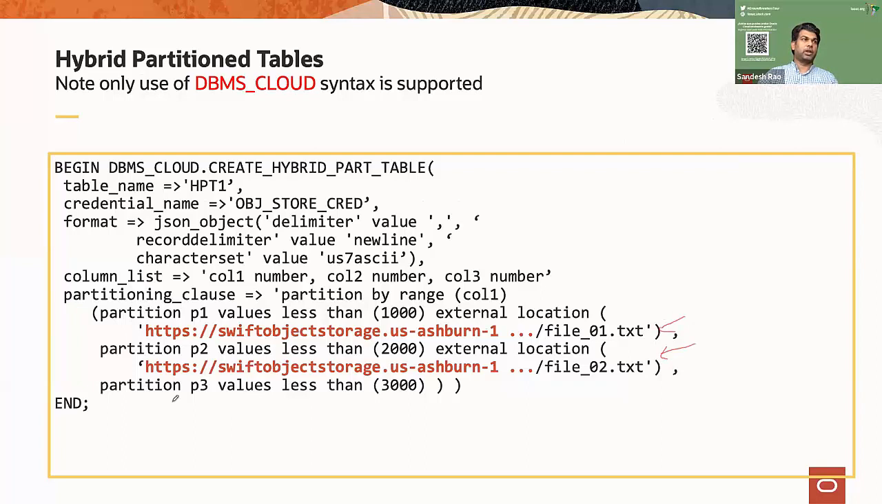Swift object storage. The last one here has no object store link. This basically means anything between 2000 and 3000 goes into this partition that's present inside the database, and everything else continues to access the object store via external tables. So remember, the procedure is different. It's called hybrid part table. So that's the difference between the procedures.